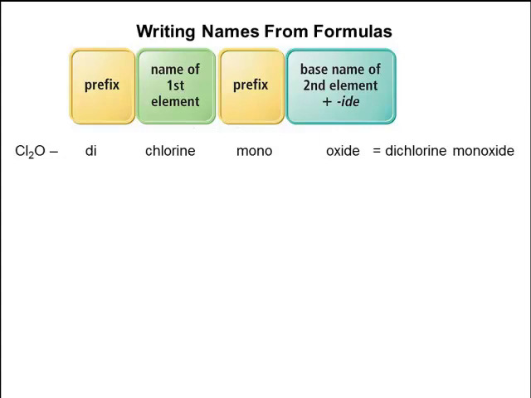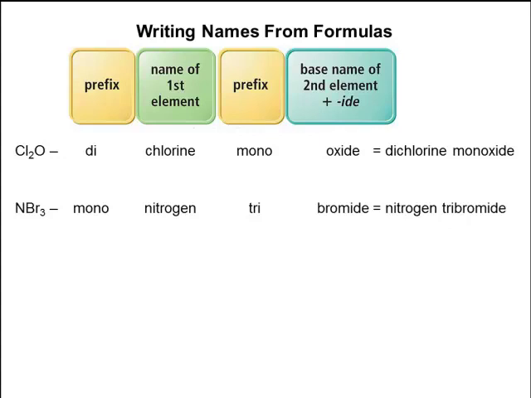Alright, let's look at the next one here. We've got NBr3. So N, we have 1 of those, so it's mono. N stands for nitrogen. Next we go to Br3, we have 3 of those, so that's tri. Br stands for bromine, so we drop its ending, add IDE, so we end up with bromide. Put it all together, and we get nitrogen tribromide.